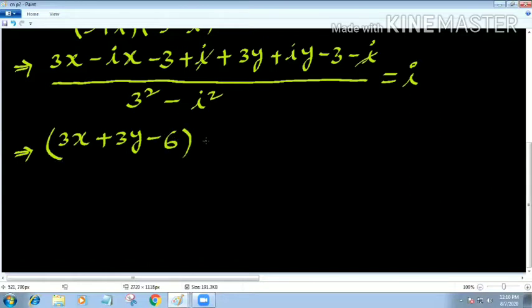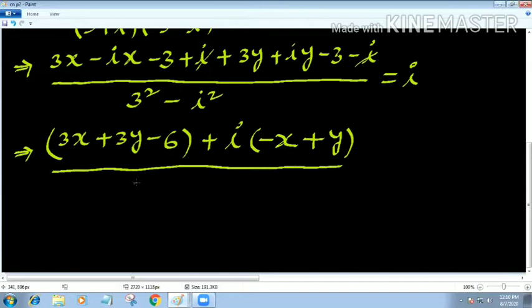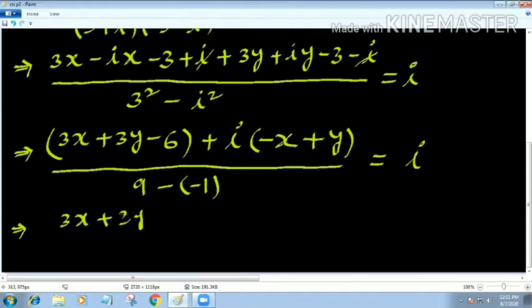This is the real part together, and taking i common, so here minus ix, this is minus x, and plus iy, so becomes y, divided by 3 square is 9, i square is minus 1, so this is 9 plus 1, denominator will become 10. On the right side, 3x plus 3y minus 6.